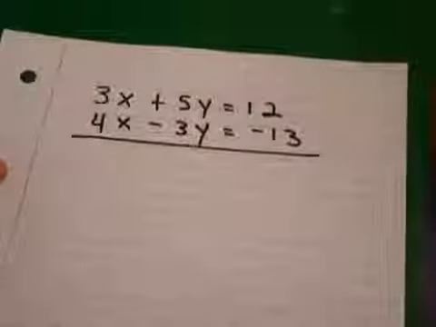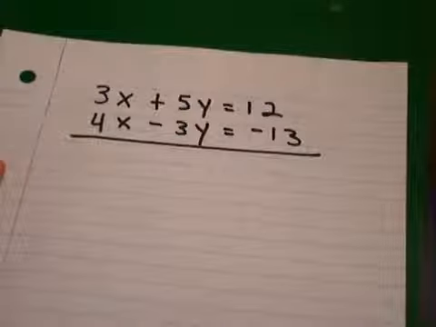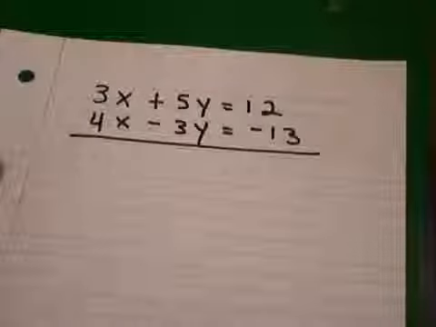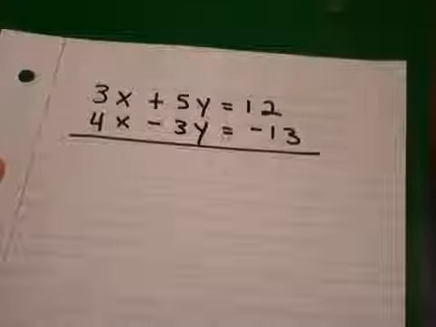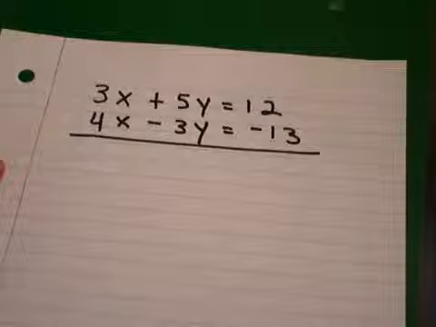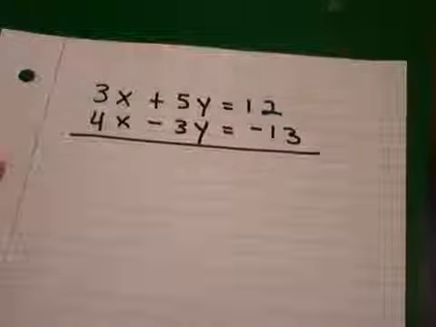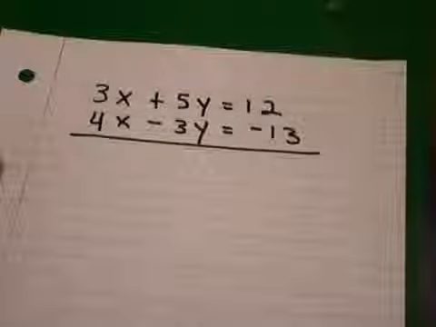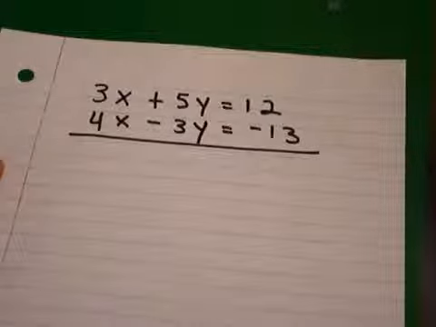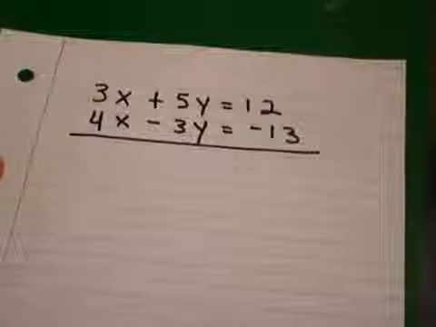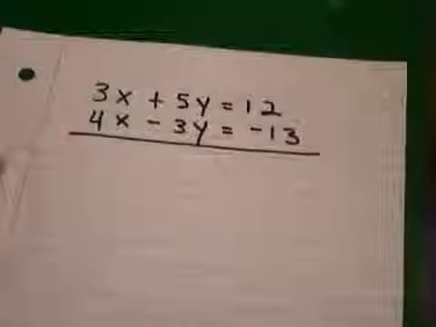Alright, so let's do the next example. The next example is a little bit harder because the x's and the y's are completely different. In the previous examples, one of them had the same number, whether it was for the x or for the y. But in this case, it's different. So you're going to use the same method as before, where you multiply one of them by a -1. However, instead of multiplying by -1, this is what you're going to do.